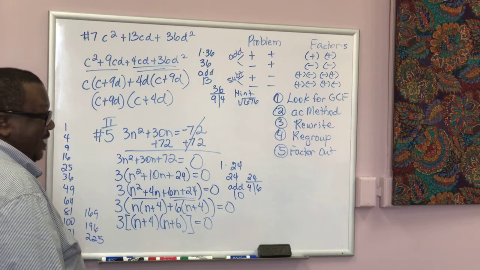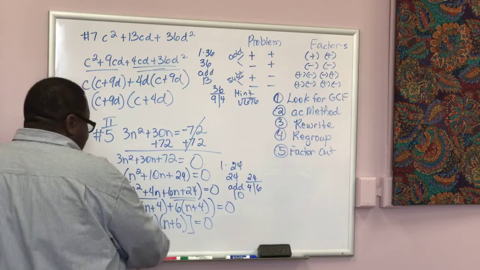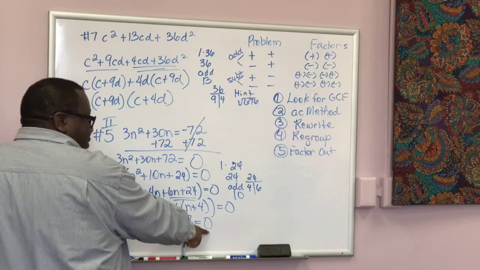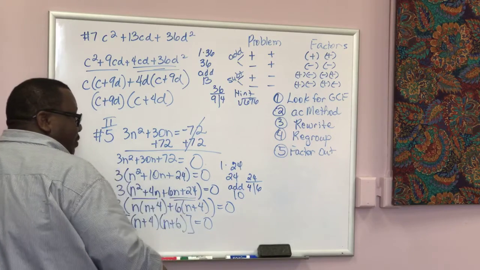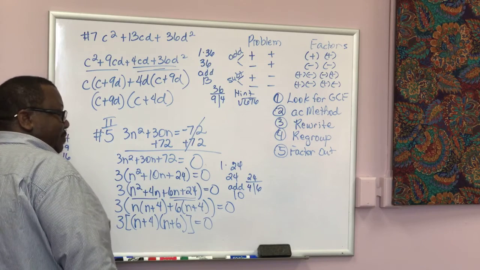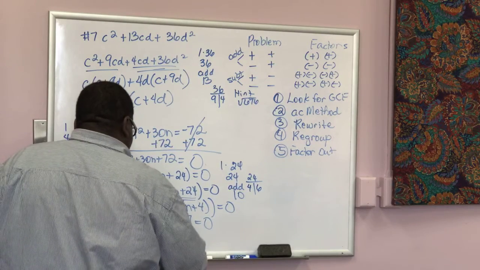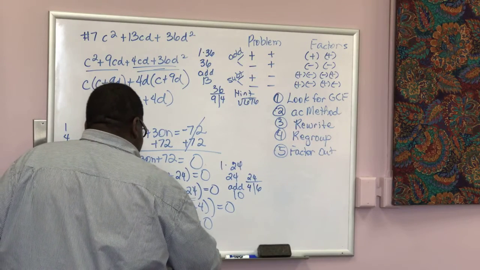We're not finished, because we said we equal to what? 0, right? So you take both of these factors and set them equal to 0, solve both of those, and you have your 2 solutions. Then you finish the problem. So you're going to say n plus 4 equals 0, n plus 6 equals 0.